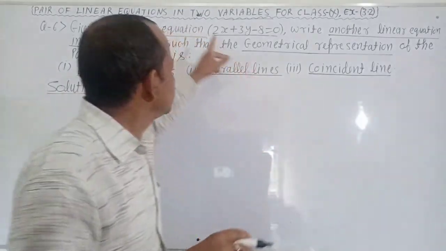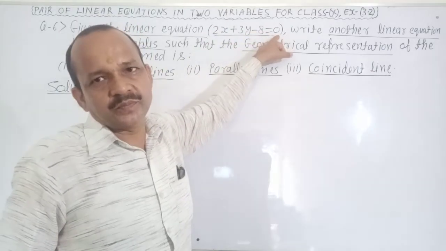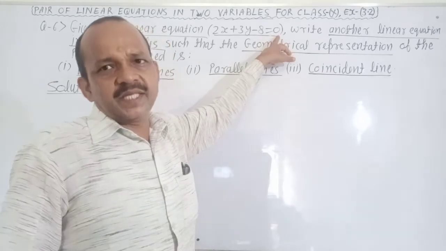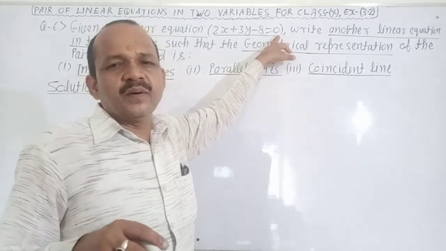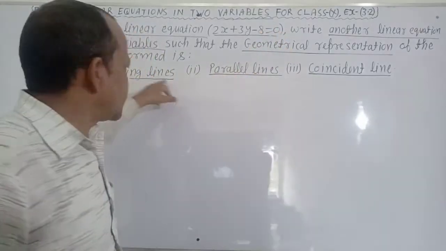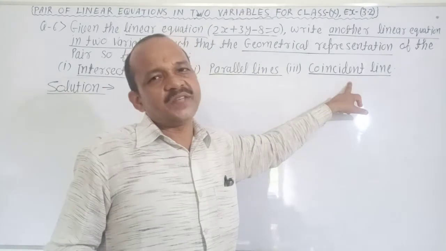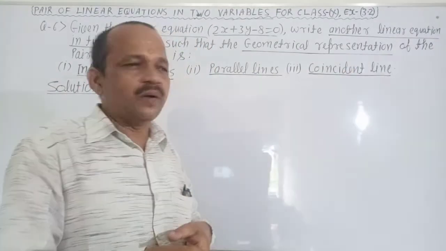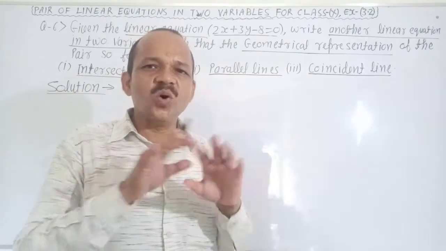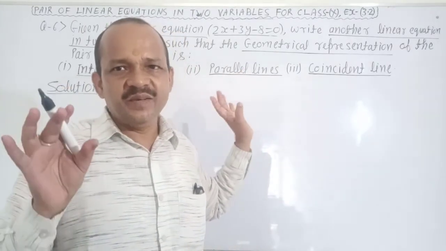Very good. Here the given equation is 2x plus 3y minus 8 equal to 0. You give another example of a pair of linear equations in two variables for intersecting lines, parallel lines and coincident lines by the help of the geometrical method. It is clear, no confusion about it. Very good. It is very easy. Clear? See the board.